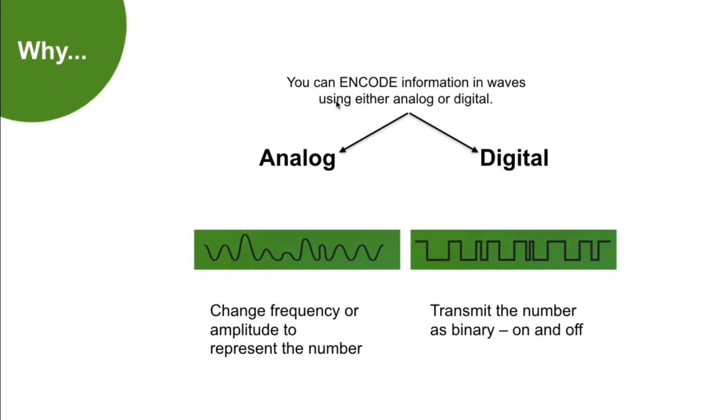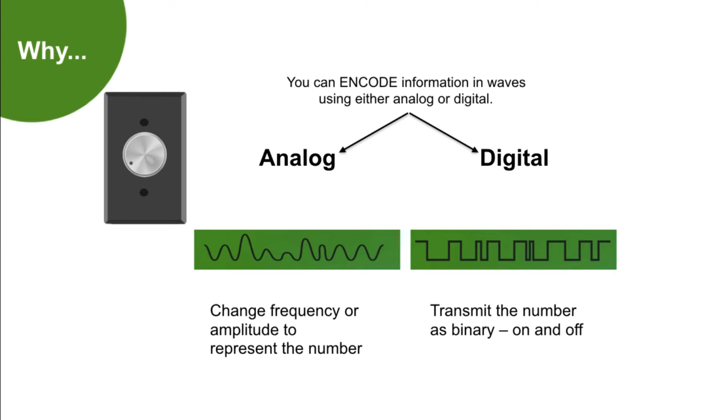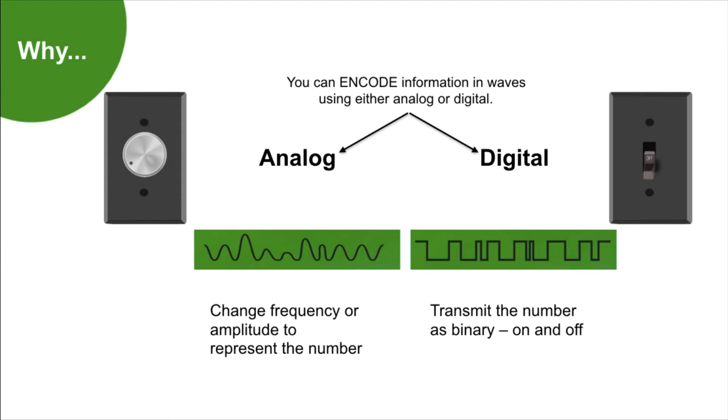When it's trying to transmit that information, it turns out that you can encode information in waves using either analog or digital. When you're making an analog signal, you change the frequency or amplitude to represent a number. With digital, you transmit the number as binary, on and off. A good way to think about this is that analog is like a dimmer switch that you turn up and down, while digital is like a light switch that you just flip back and forth over and over again.